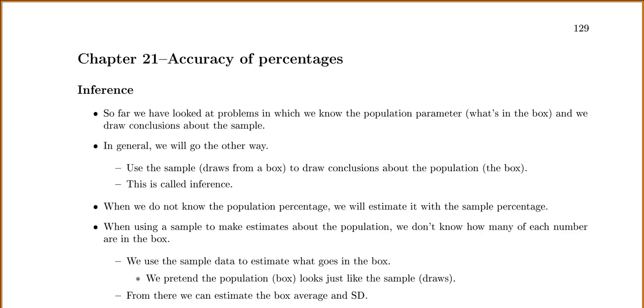Chapter 21 is about the accuracy of percentages. So far we've looked at problems in which we know the population parameter, or in other words, what's inside the box, and we're trying to draw conclusions about the sample. But in general, we actually go the other way.